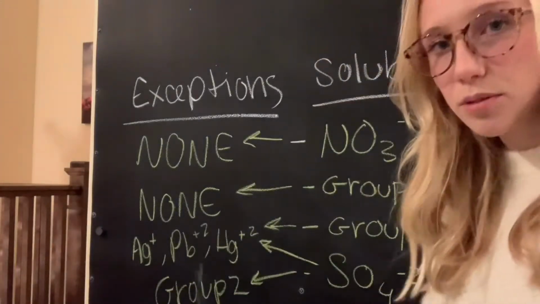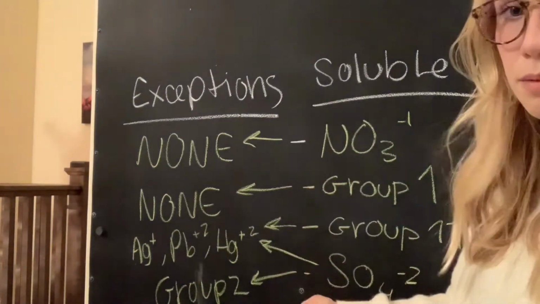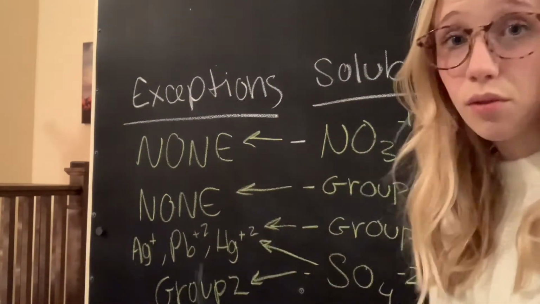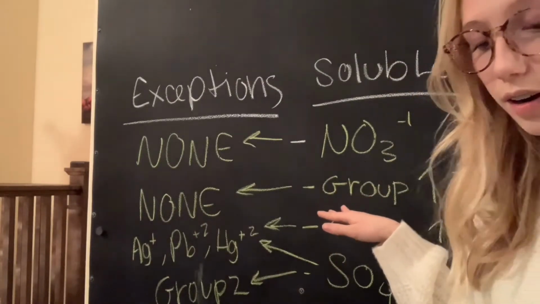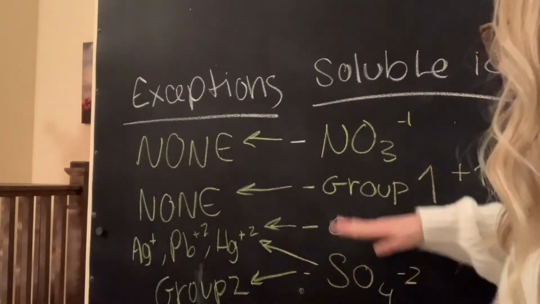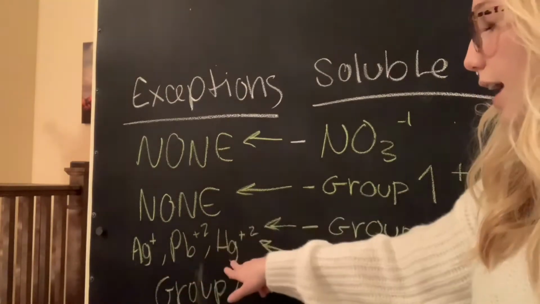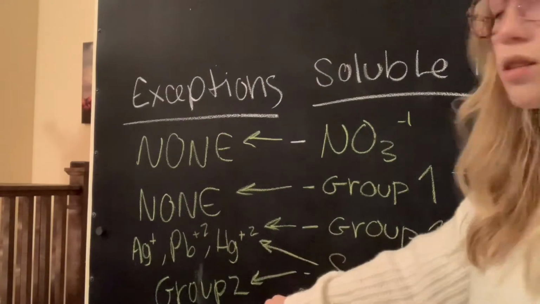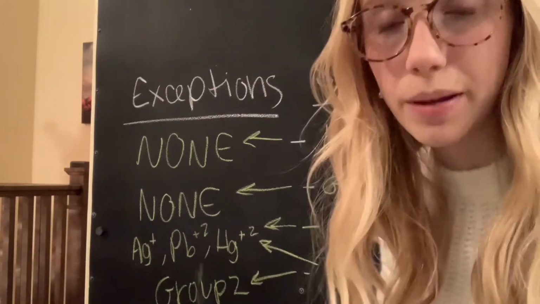Here we have our exceptions to this rule. All of these will form precipitates with all of its exceptions. Nitrate has no exceptions, so it will not form a precipitate with anything. Same with group 1, our lithium, potassium, sodium. But our group 17 will form precipitates with silver, lead, and mercury. The same with sulfate, it will also form precipitates with those three, as well as group 2, which is our elements like magnesium and beryllium and those sort of things.